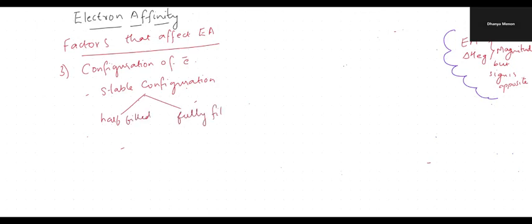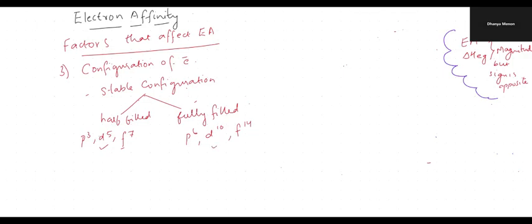What are the half-filled and fully filled configurations? Half-filled is p3, d5, and f7. These are the half-filled. Fully filled is p6, d10, and f14.